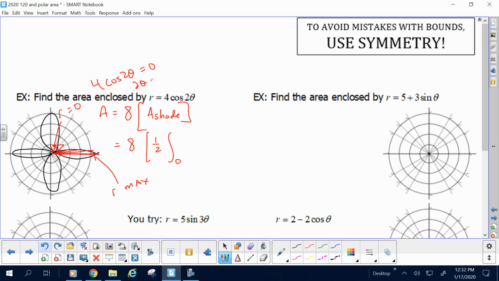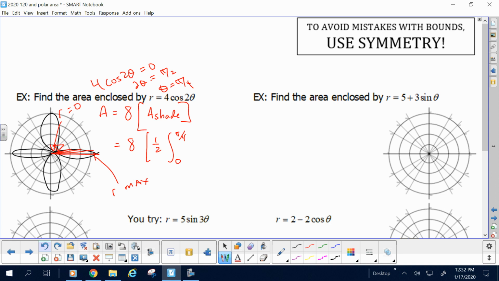Theta is pi over 4. We know that cosine is 0 at pi over 2, so theta would have to start at pi over 4. When I reach pi over 4, the rose is into the origin. So I could just say, what's the area from 0 to pi over 4, and then multiply it by 8.